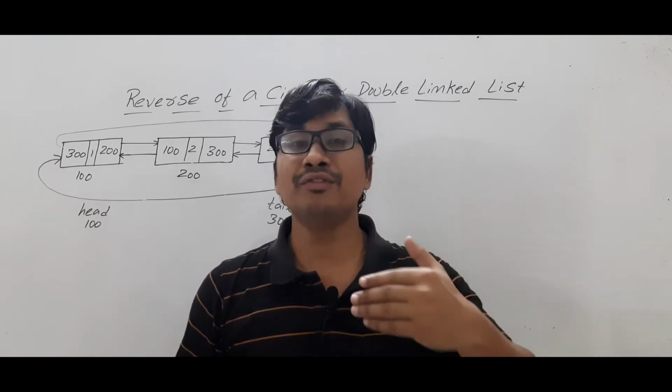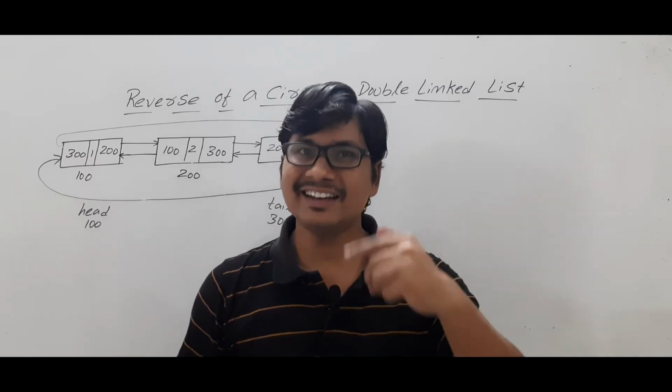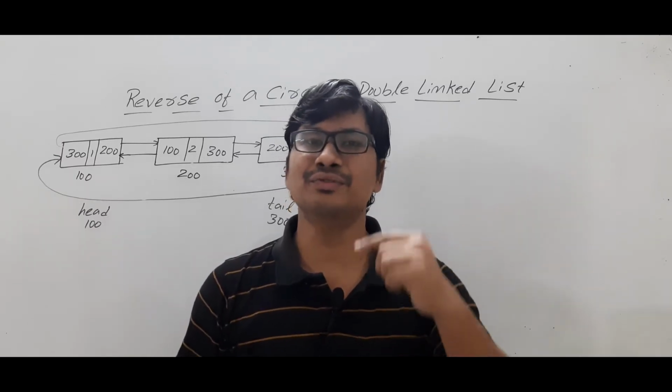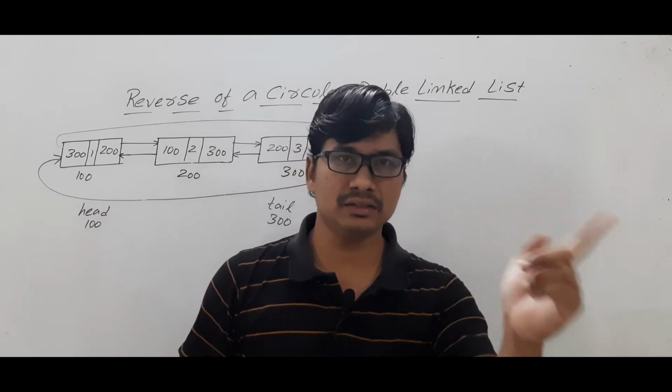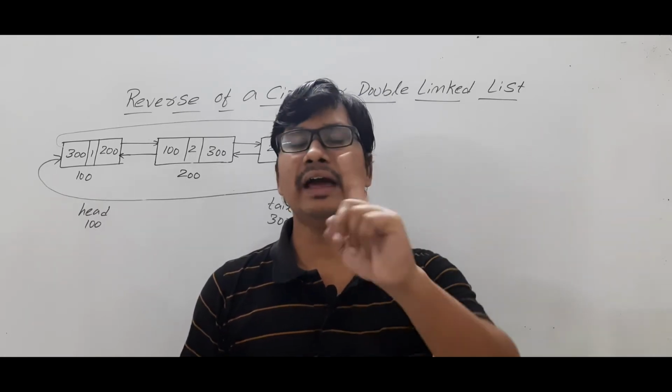First, let me give an overview about the circular double linked list. A circular double linked list is a collection of nodes where each node will have the address of the previous node, data, and address of the next node.